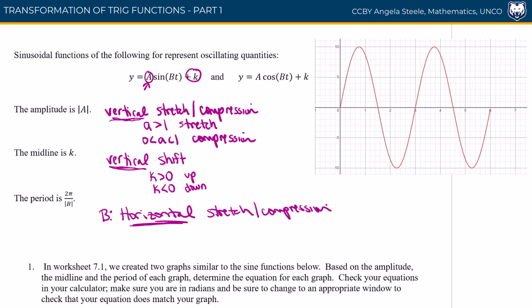And then the horizontal stretch and compression is actually very counterintuitive. If b is greater than 1, it's going to be a compression. And if b is between 0 and 1, it is going to be a stretch. If you compare it to the vertical stretch and compression, you can see that that's backwards.